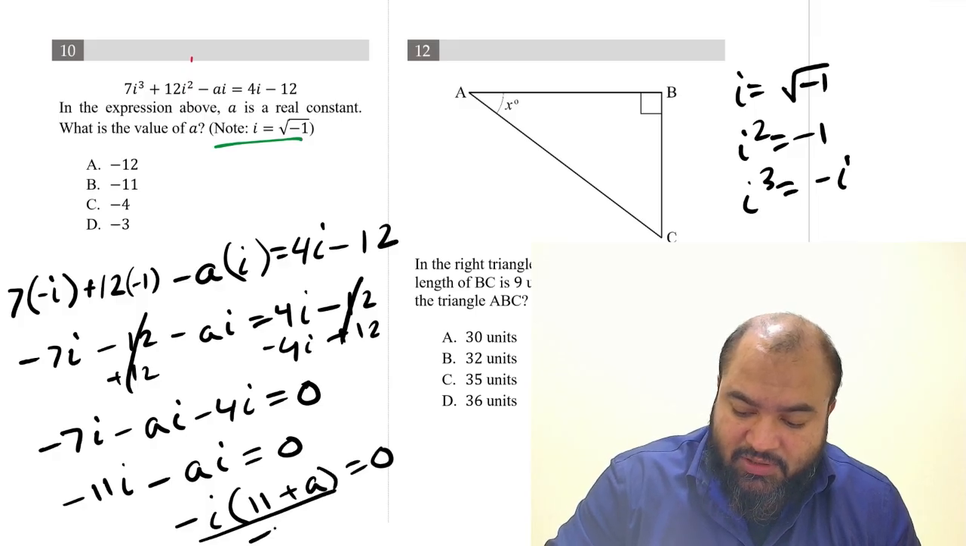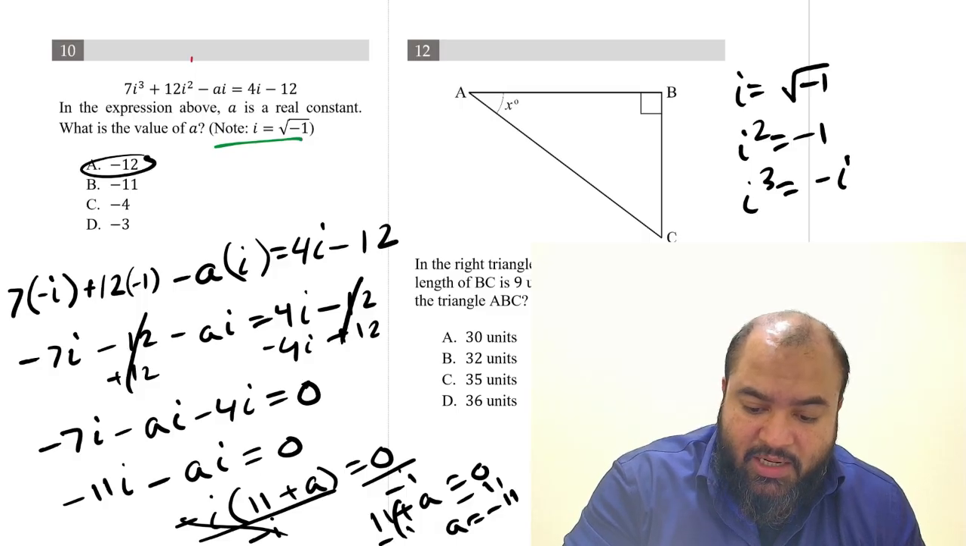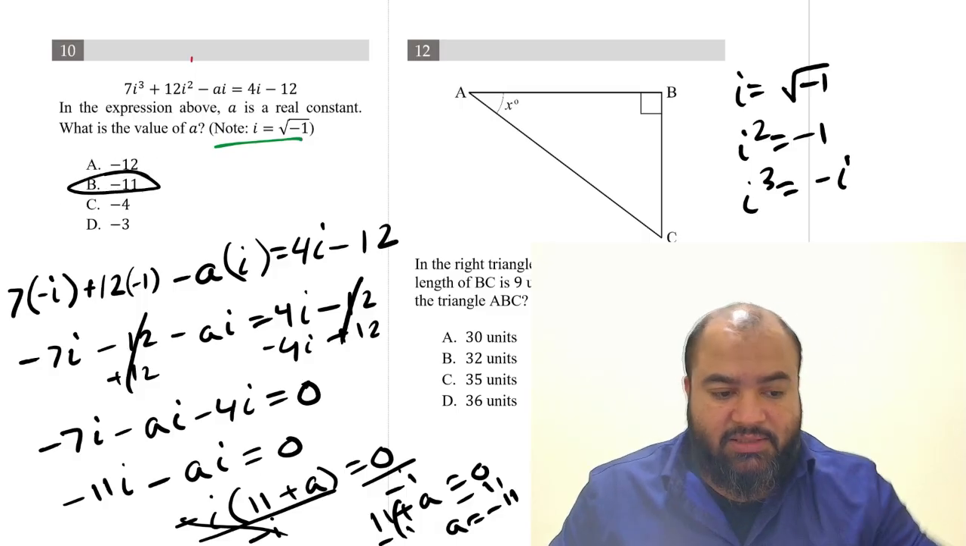Oh, I can just divide both sides by -i. So that's gone. So 11 plus a is 0. So minus 11 both sides. a is negative 11. Okay, so a is going to be negative 11. So B is the answer.